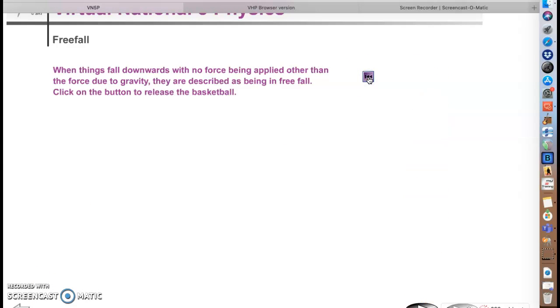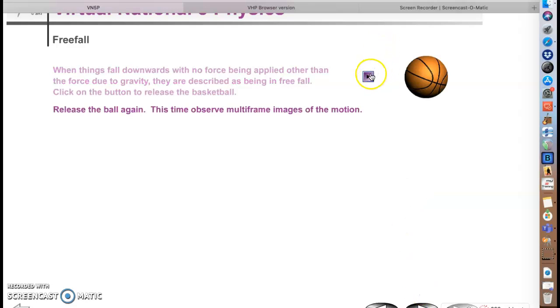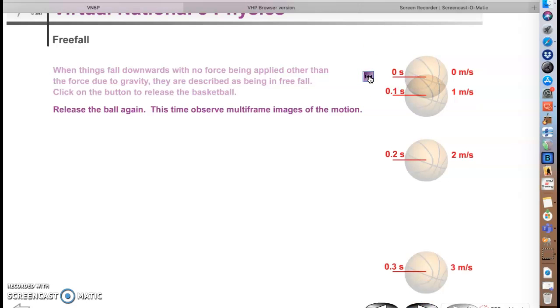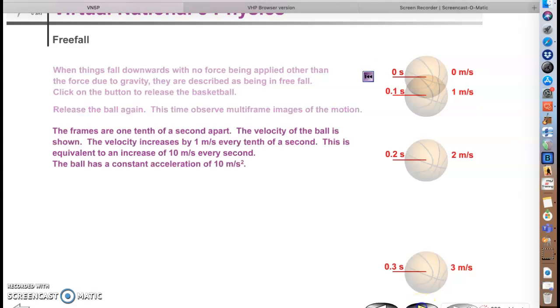if we run it again, then we see its acceleration. It shows us a kind of multi-frame image, and you can see the speed is going up by roughly 1 meter per second every 0.1 second. Now this software rounds that off to 10 meters per second squared, but you'll see later on it mentions that the more precise answer is 9.8. So basically the object's accelerating downwards at 9.8 meters per second squared, the acceleration due to gravity.